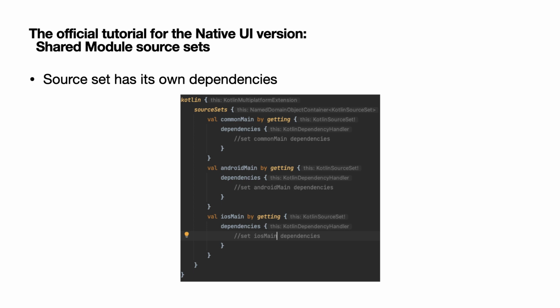Each source set has its own dependencies. The method of specifying dependencies in Gradle is as shown on the screen.